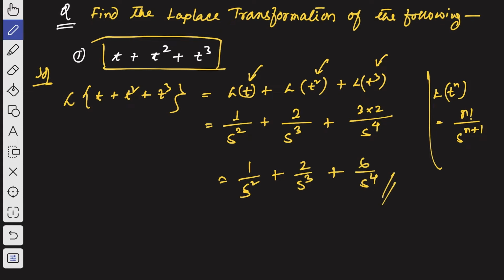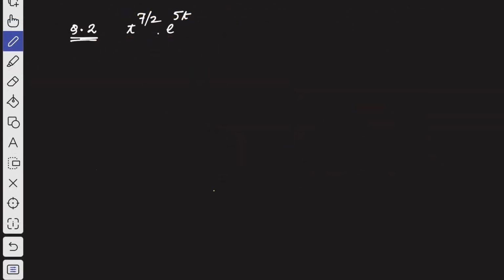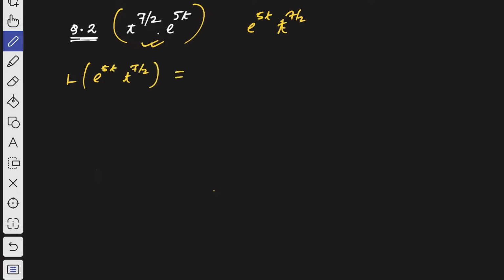Now let's move on to the next question. Now let us solve question number 2. Here we need to find the Laplace transformation of this expression, which can be written as e to the power 5t times t to the power 7 by 2. And here we are going to apply the first shifting theorem.